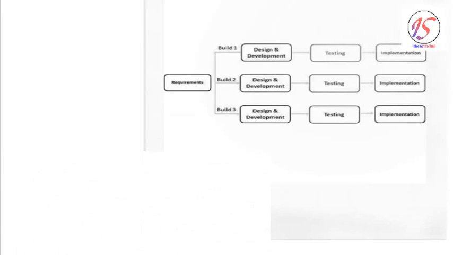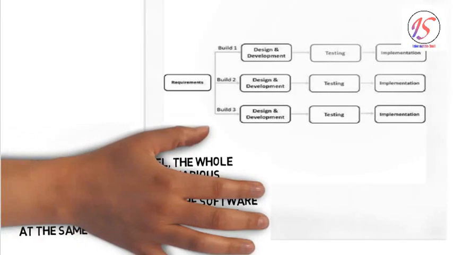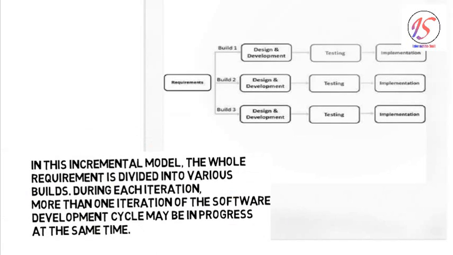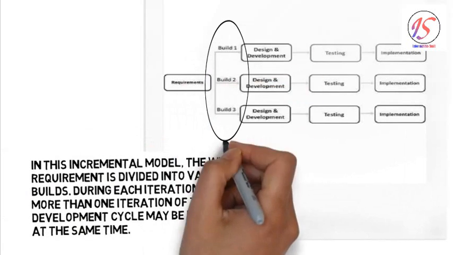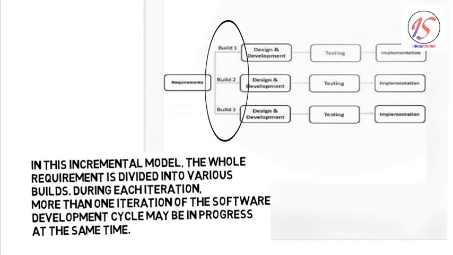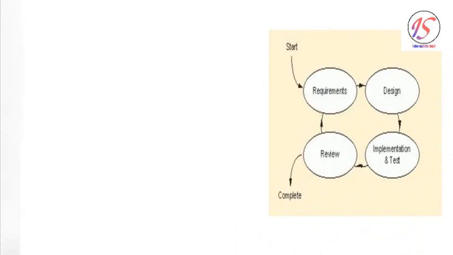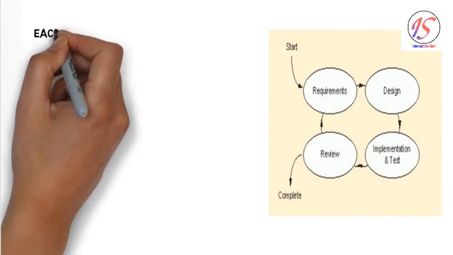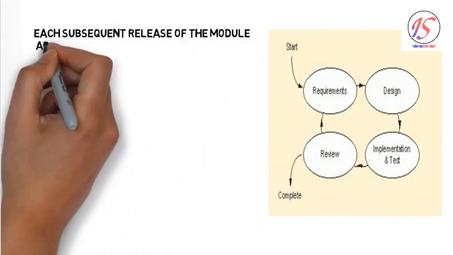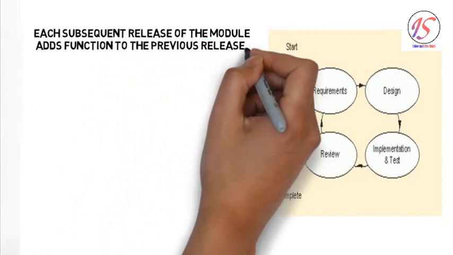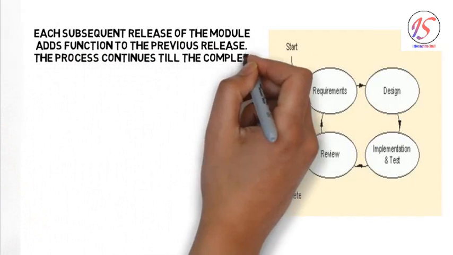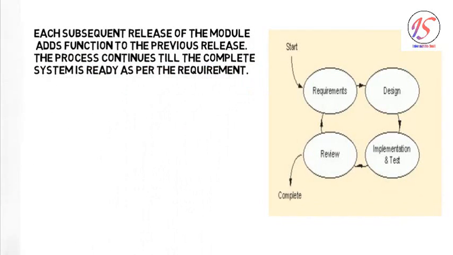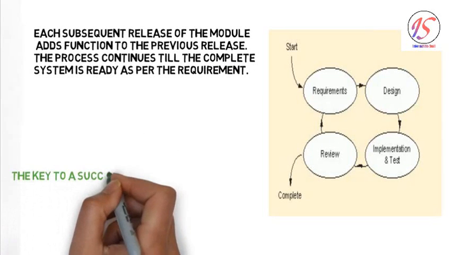In the incremental model, the whole requirement is divided into various builds. During each iteration, more than one iteration of the software development life cycle may be in progress at the same time. The development module goes through the requirements, design, implementation, and testing phases. Each subsequent release of the module adds function to the previous release. The process continues till the complete system is ready as per the requirement.